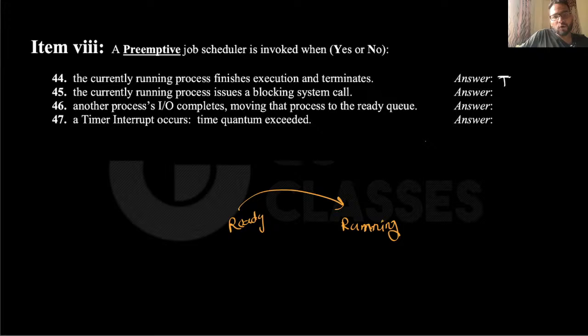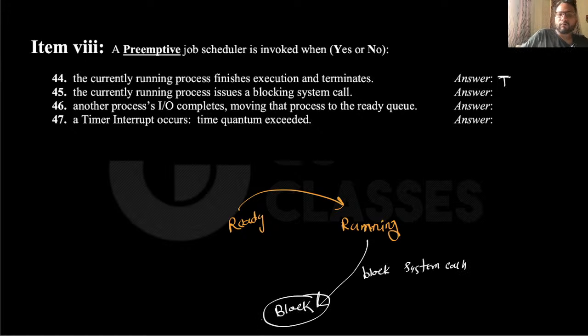A currently running process issues a blocking system call. If it is running and issuing a blocking system call, then it will go to blocked. That is fine. But are you running a job scheduler here? Obviously you need to run something, right? I mean, the question might not be very well framed, but assuming that you always have something to run, then this ready to running will also be there. That way it is true.